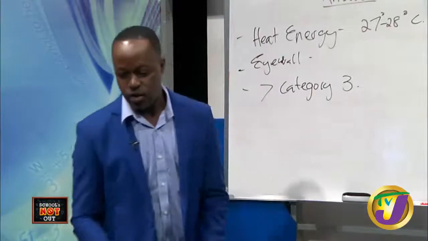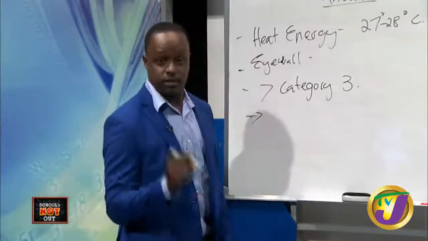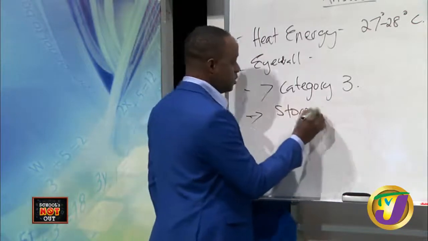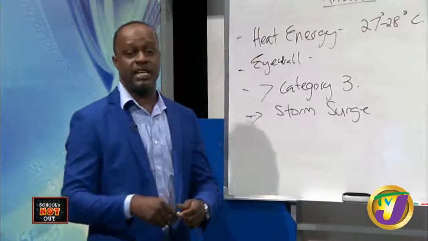And lastly, what accounts for most fatalities during a hurricane? Yes? Did you say yes? Correct. That is right. Storm surge. A storm surge is what accounts for most fatalities during a hurricane.